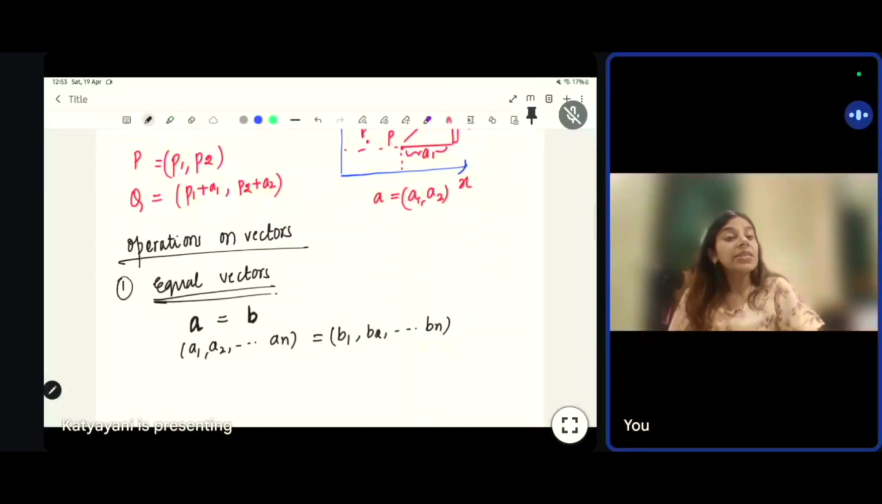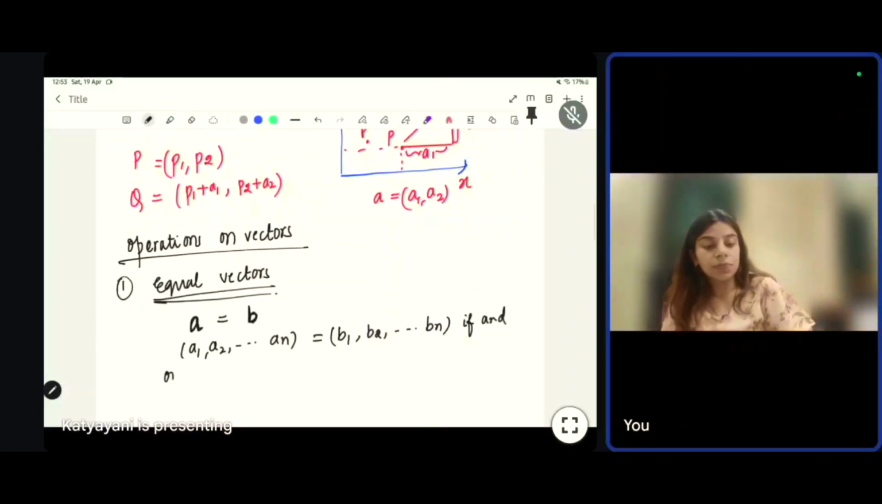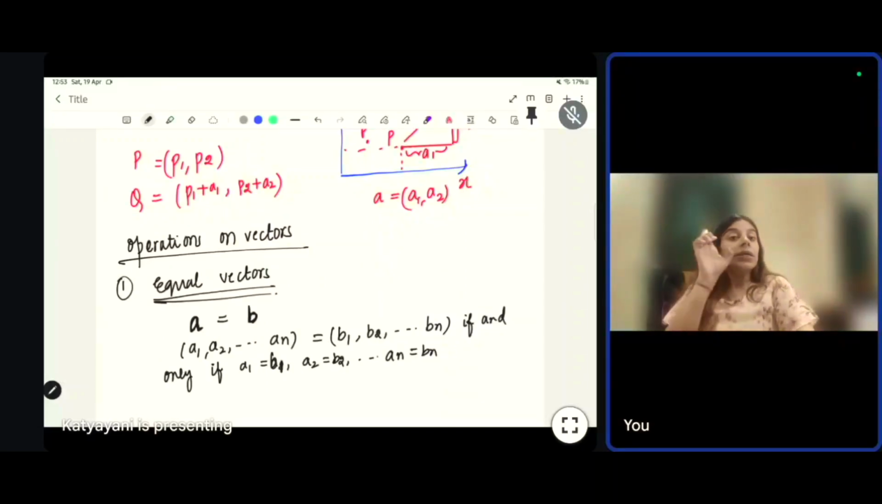I can say that these two vectors are equal if and only if a1 is equal to b1, a2 is equal to b2, and then so on till an is equal to bn. That is, the corresponding elements are equal to each other. Only then I can say that the two vectors are equal to each other.